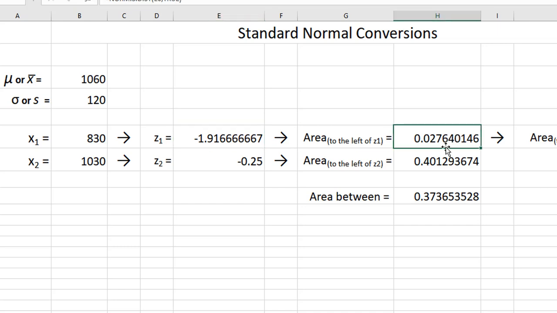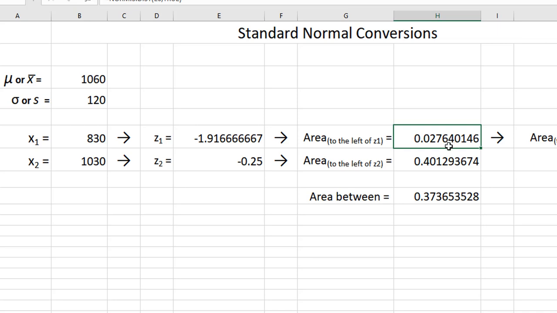And the area to the left of that is 0.02764, etc. Now, that's basically it. We don't really have to go any further than that, because this means the area to the left, or those that scored below the z-value, which came from an x value of 830 when the mean was 1060 and the standard deviation was 120.